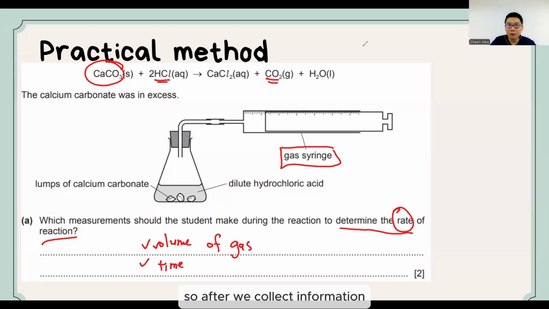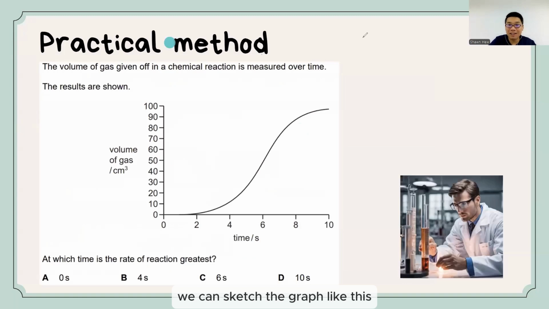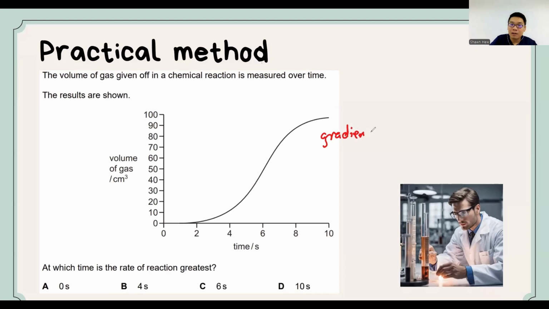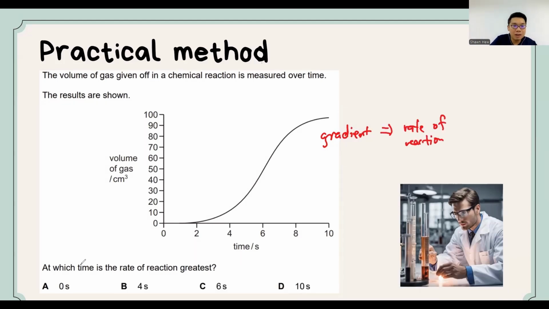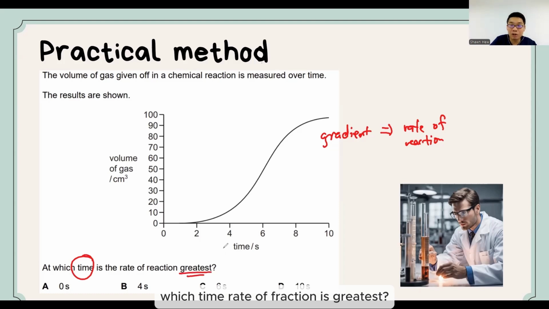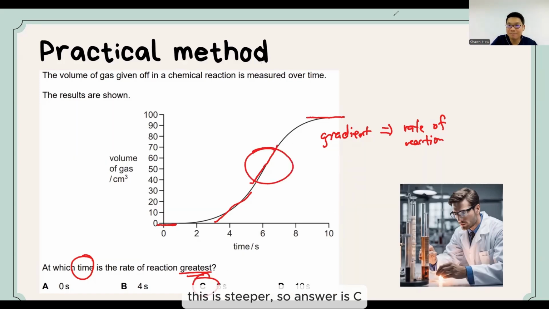After we collect the information, we can sketch the graph like this. Then we can analyze the rate of reaction by gradient. The gradient of the graph shows the rate of reaction. At which time is the rate of reaction greater? When it's 0, no rate of reaction. When it's 4, it's almost like this. 6 is around like this. And then 10 is very flat. This is steeper, so the answer is C.